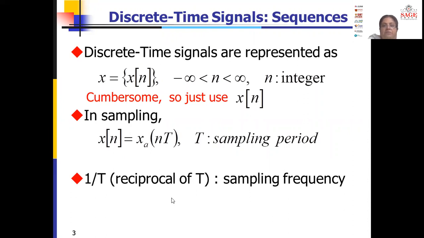Now the discrete time signals are represented in the form of sequences, where x is represented by x[n], and n is the integer which tends from minus infinity to plus infinity. And in sampling, it is denoted as x_a(nT), where T represents the sampling period, and 1 upon T, that is the reciprocal of time, is known as the sampling frequency.